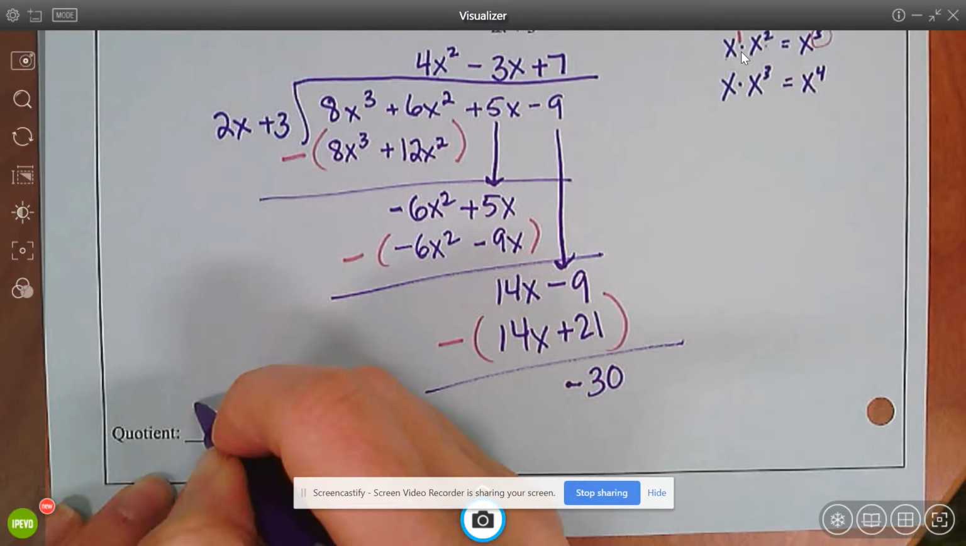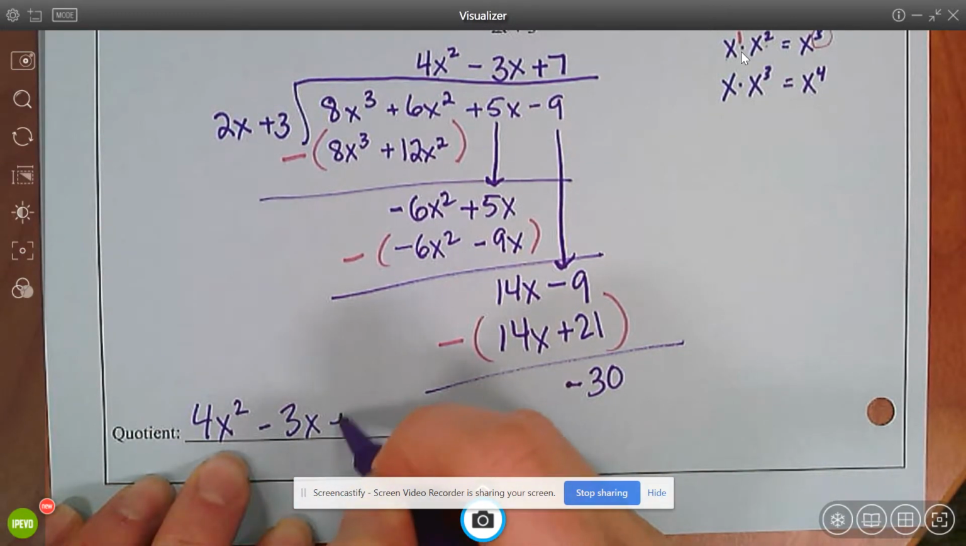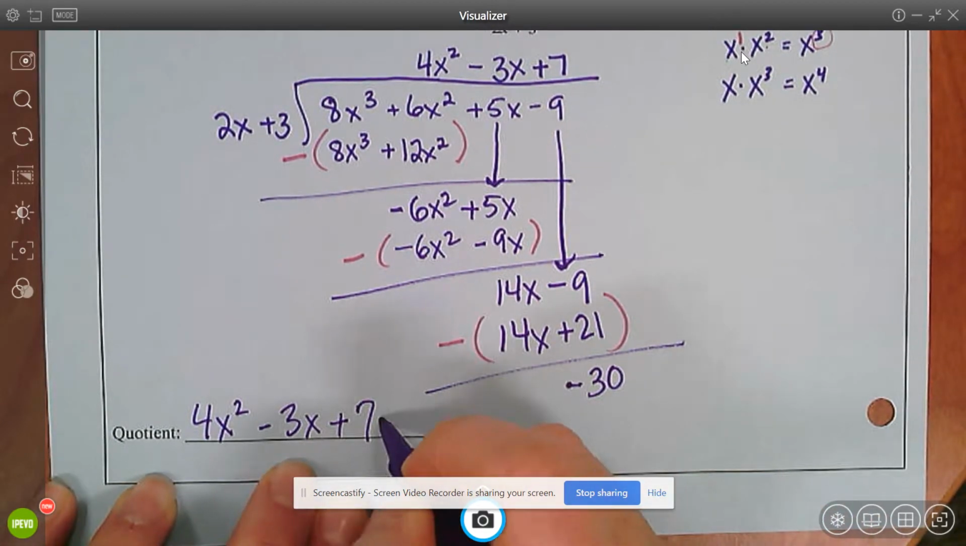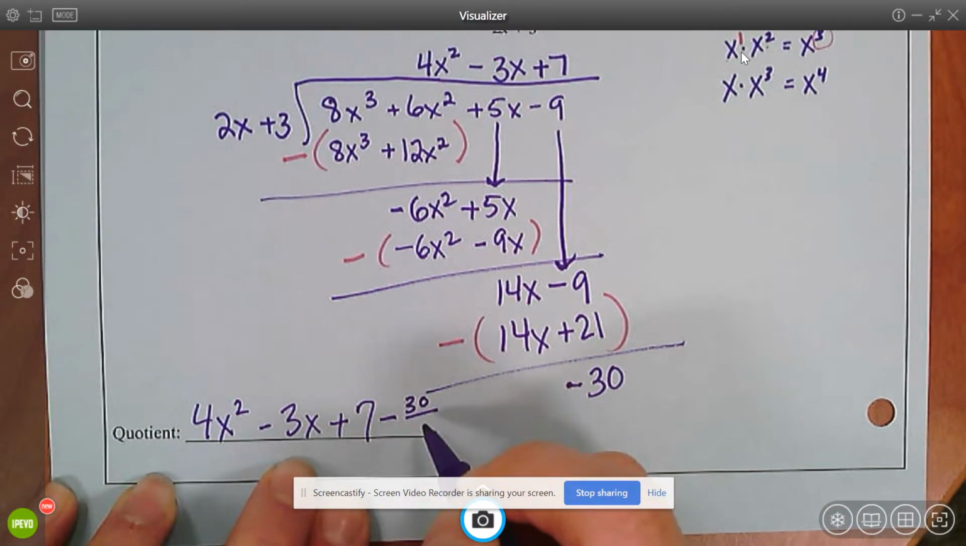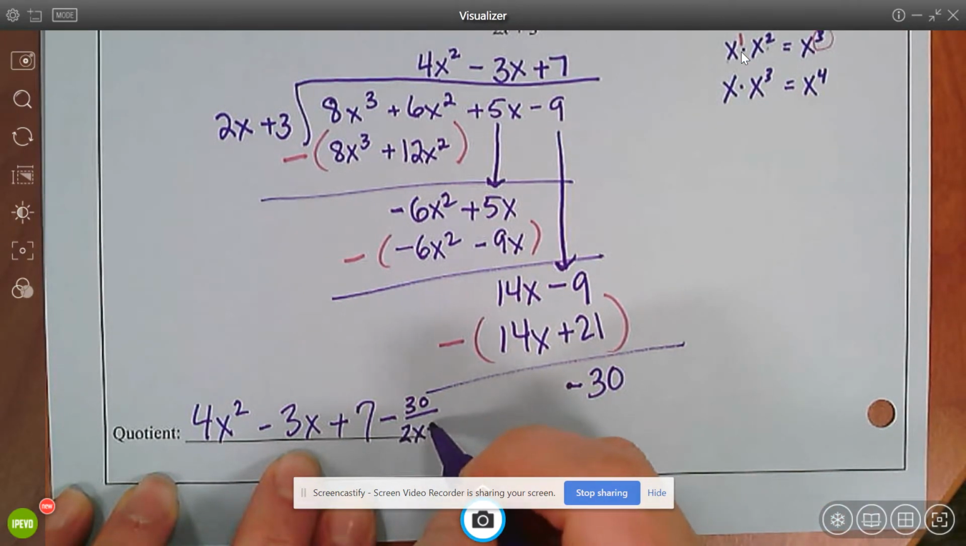So I'm going to write that out as 4x squared minus 3x plus 7, and my remainder is negative 30 over the divisor 2x plus 3.